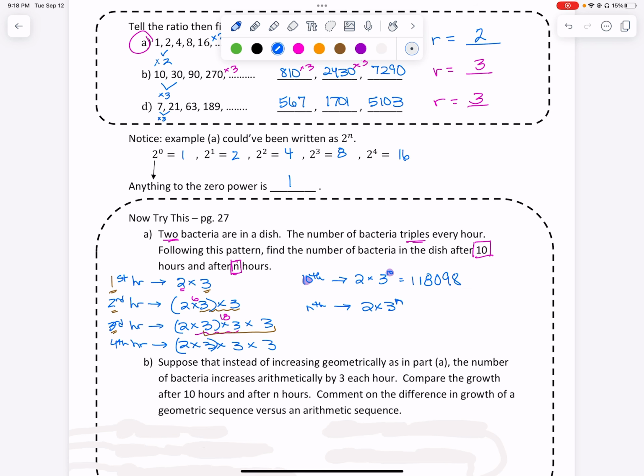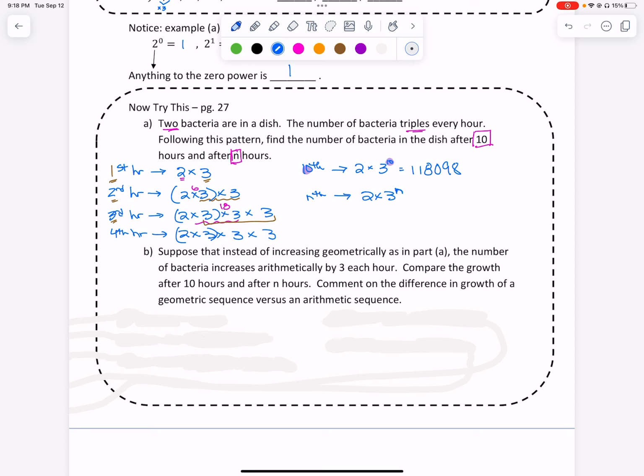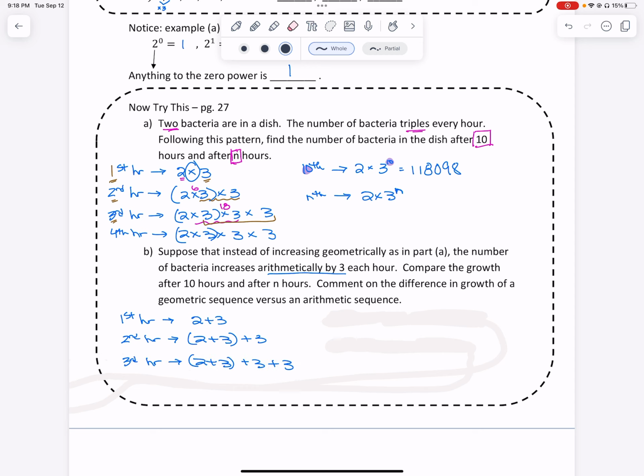Okay, so now, instead of increasing geometrically, so that means multiplying, we're going to increase arithmetically by 3. In other words, we're going to add 3. So instead of multiplying here, now we're going to be adding. So 2 plus 3. So the next one would be 2 plus 3 plus 3. Then 2 plus 3 plus 3 plus 3. Once again, 3 hours, we have 3 3s. 2 hours, we have 2 3s.